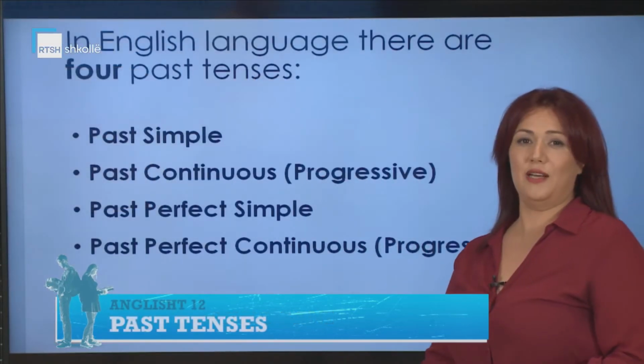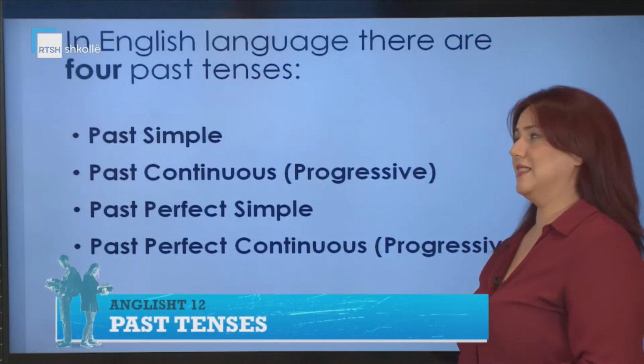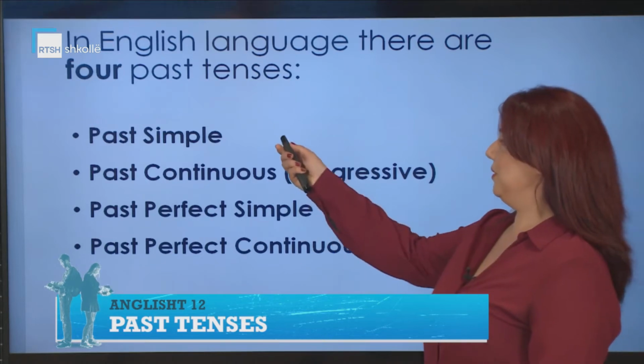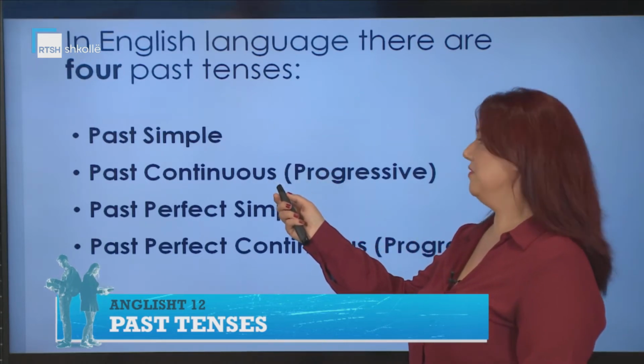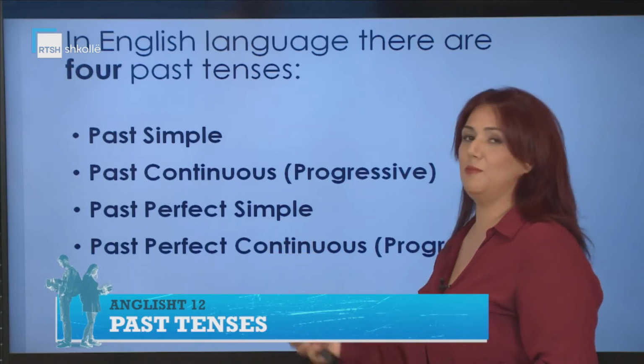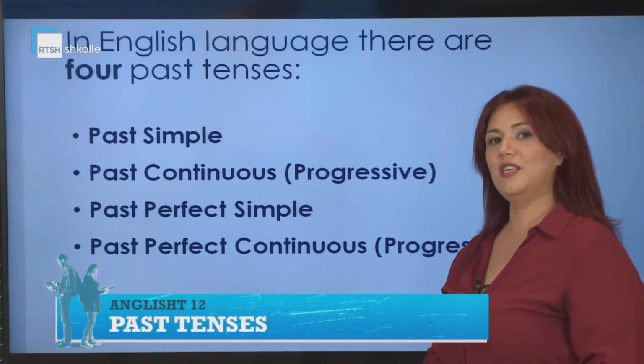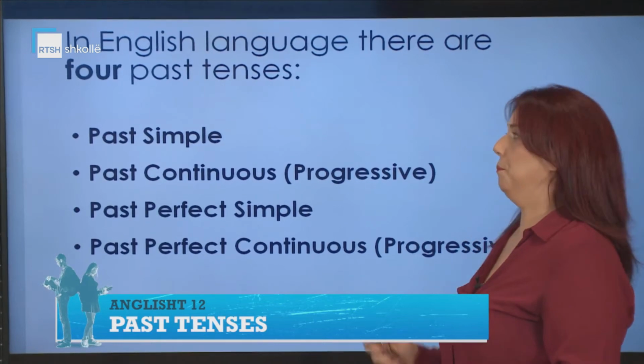Now, in the English language, there are four main past tenses, and they are past simple, past continuous or progressive, past perfect simple, and the past perfect continuous. Let's enter into detail and explain each of them.